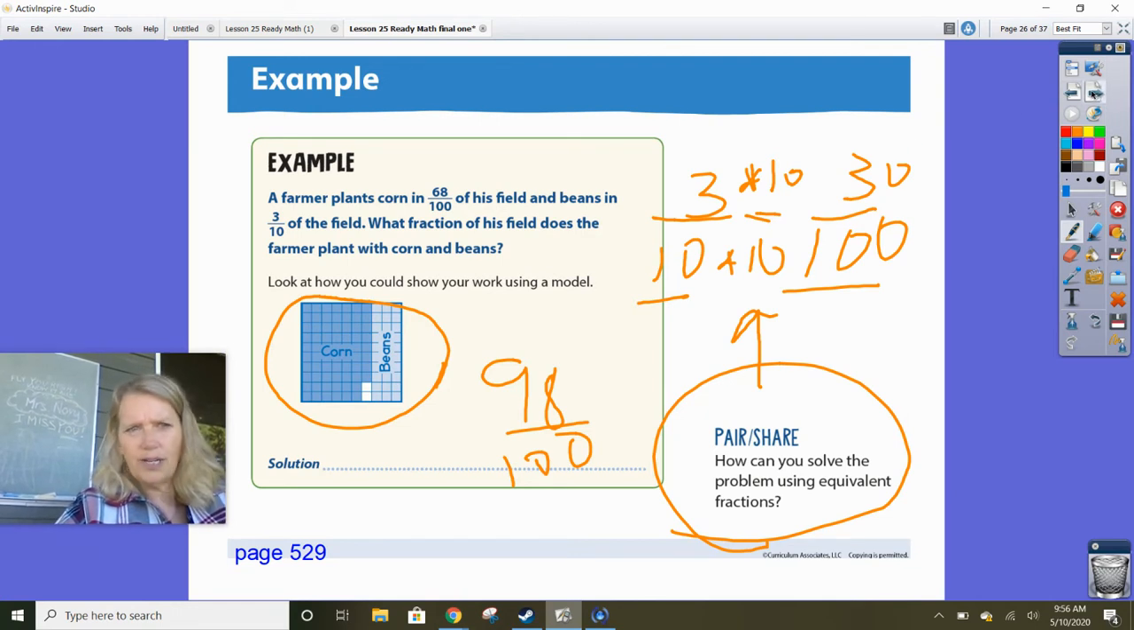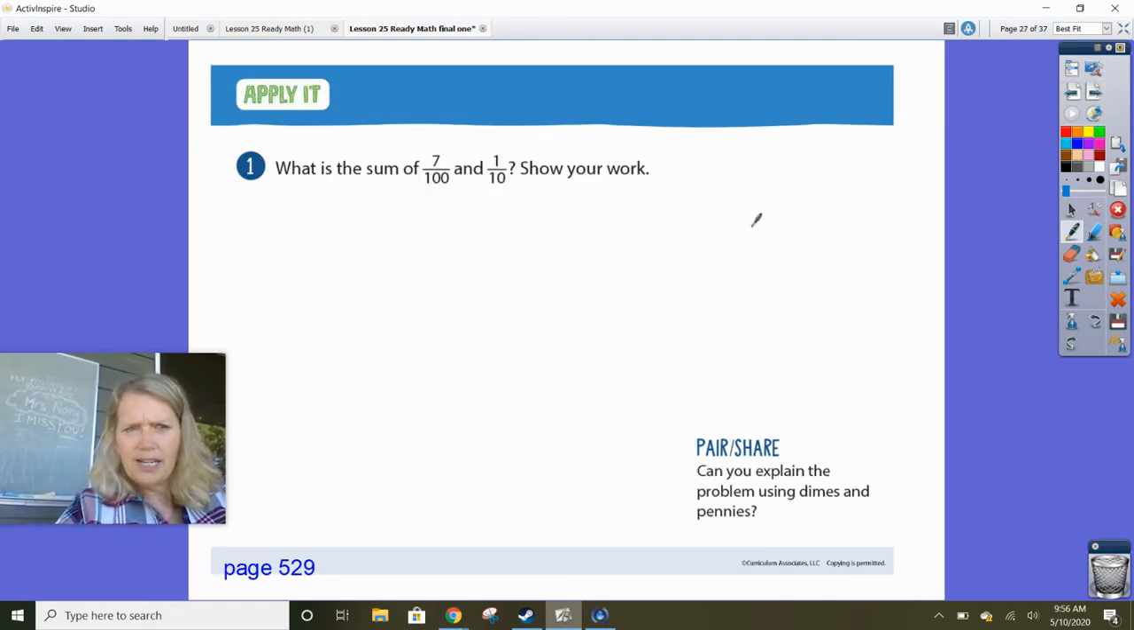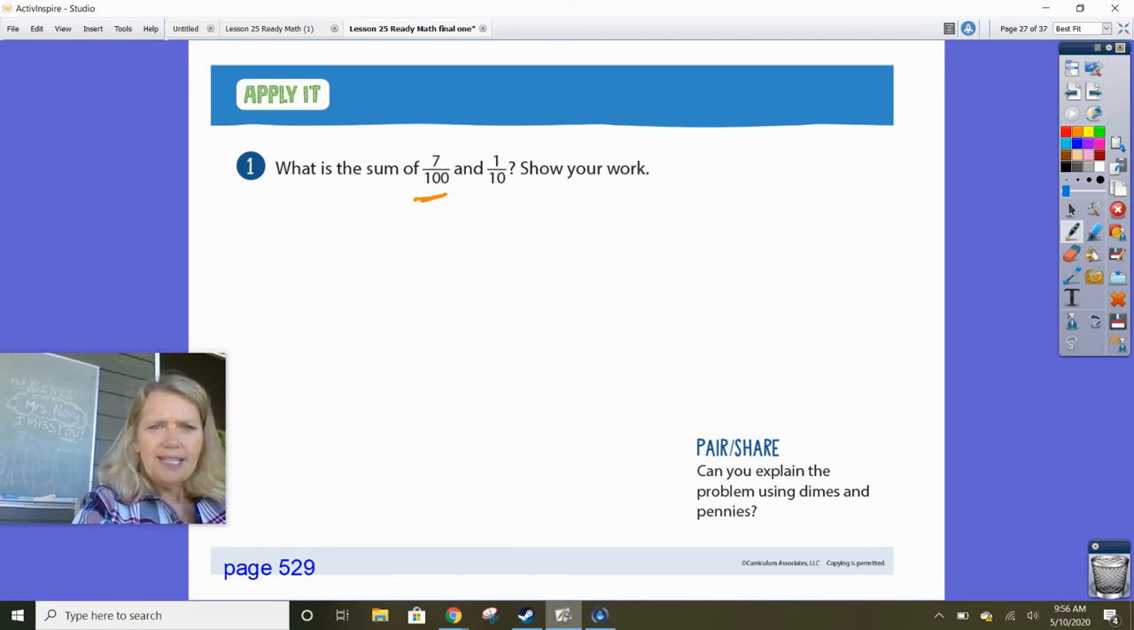On page 529, number 1. What is the sum of 7 hundredths and 1/10? Show your work. Can you explain the problem using dimes and pennies? All right, so you can be ahead of me or with me. Hundredths is pennies because there's 100 pennies in a dollar. So that would be 7 pennies.